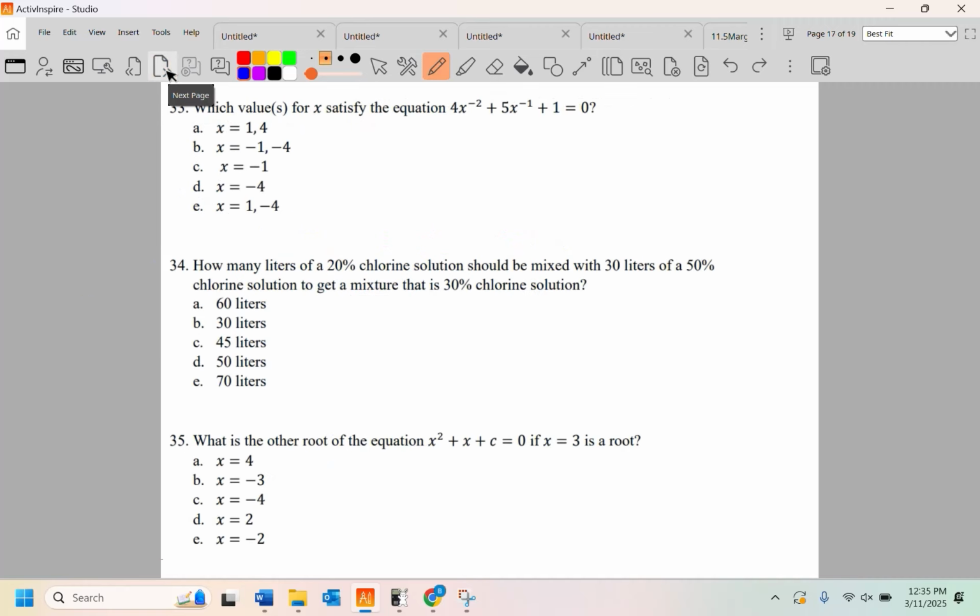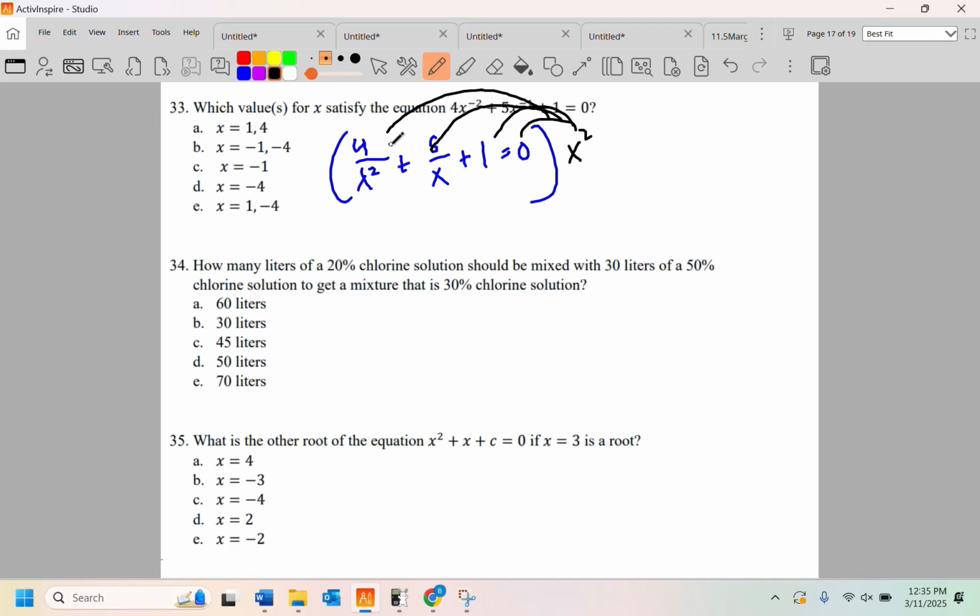33. Which values for x satisfy the equation? 4 to the x minus 2 plus 5 to the x minus 1 plus 1 is 0. Believe it or not, this thing probably likely factors. But what we're going to do is we're going to use our knowledge of exponents to write it like this. And then I'm going to do something kind of funky. I'm going to clear the fraction by multiplying everything by x squared. That makes it 4 plus 5x plus x squared equals 0.